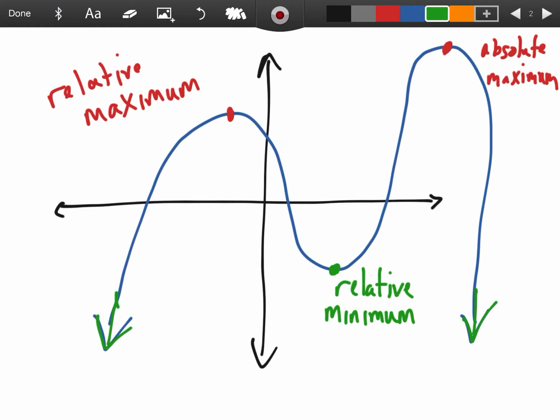This is a relative minimum because, yes, it is at the bottom of a valley and it's lower than all of the points around it. However, I could pick out an infinite number of points that have a y value that's more negative than that point. So there's a couple of max and mins for us.